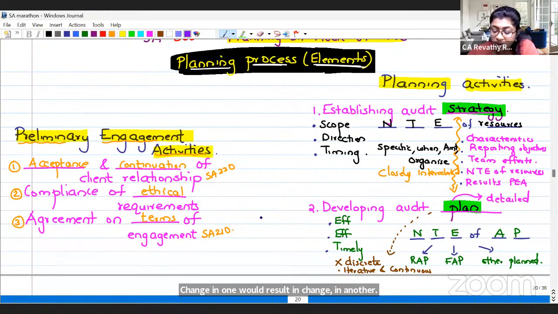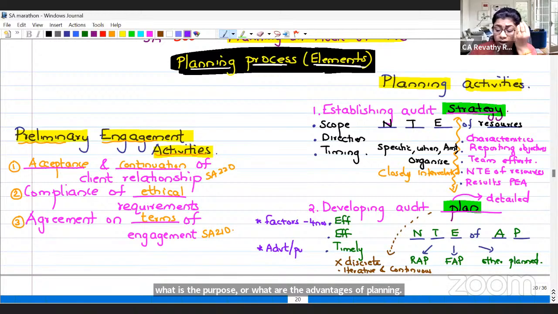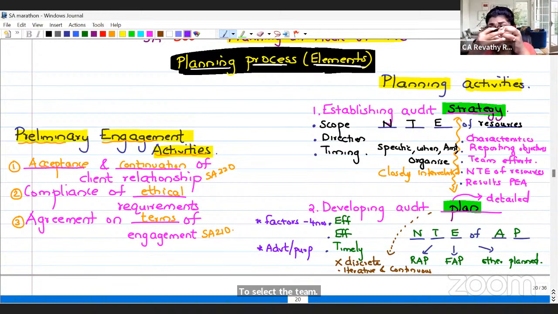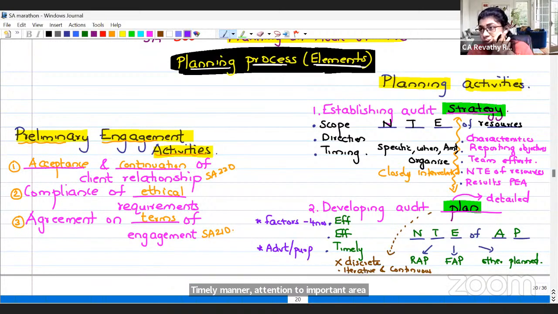Now, I want to ask you two things. Factors in planning: you have to see four factors. Accounting system, internal control, proper coordination, nature, timing, extent of procedure. Then what is the purpose or what are the advantages of planning? To select the team, organize the team, direct and supervise, then coordinate in a timely manner, and give attention to important areas. Correct.